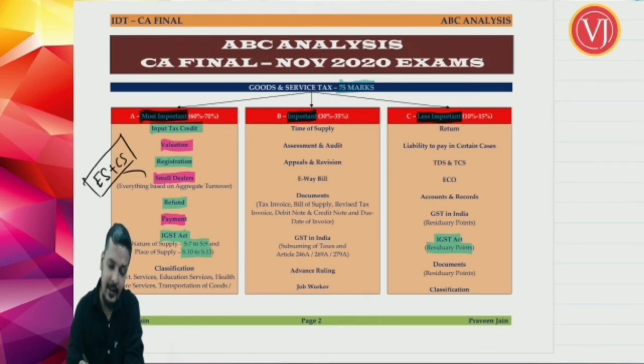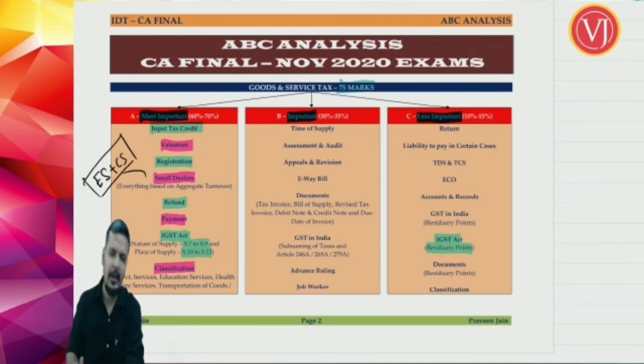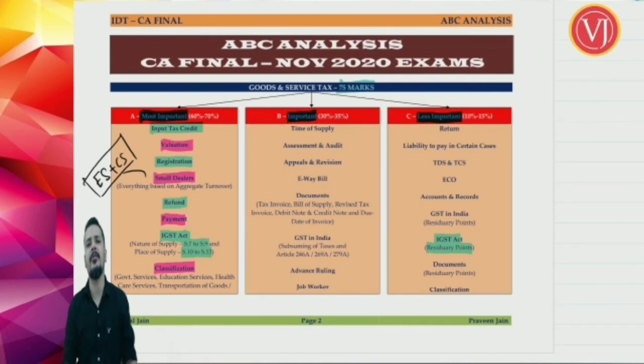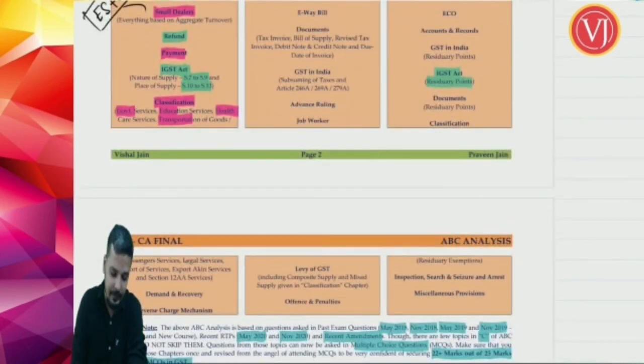Now friends, another very important chapter, the most important chapter, is classification, that is your exemption portion. Not all the entries of exemption, right? You have a lot of entries in the exemption chapter, which we have given industry-wise, around 30 or 30-plus entries. Out of that, which entries should you be very thorough with and go through for sure? One is government services, educational services, healthcare services, transportation services, legal services, importation of services and export of similar services, and section 12AA services.